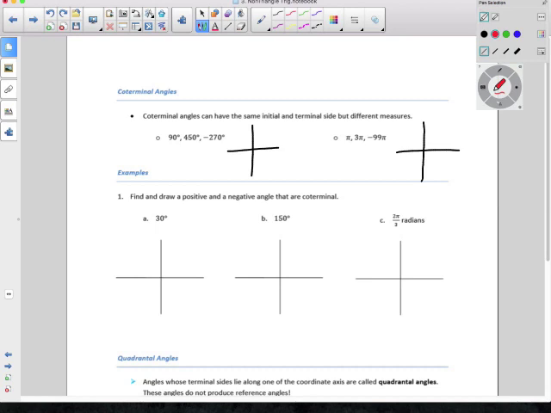So if I have this first one, 90 degrees. So here is 90 degrees, okay? I start at the positive x-axis. I rotate counterclockwise 90 degrees.